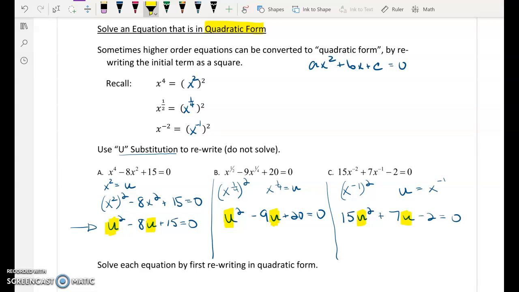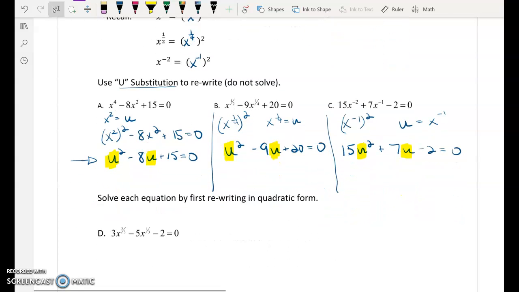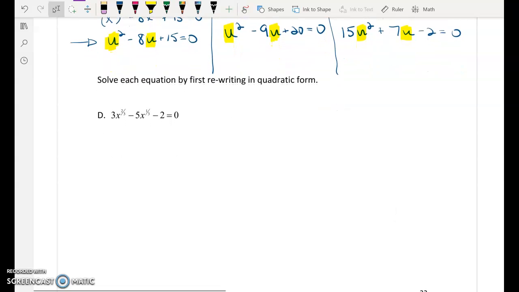So the first thing to understand is just what that u substitution is. It's just taking something that's more complicated and replacing it with something that visually makes it easier to see what to do. So we're going to try actually solving one now.